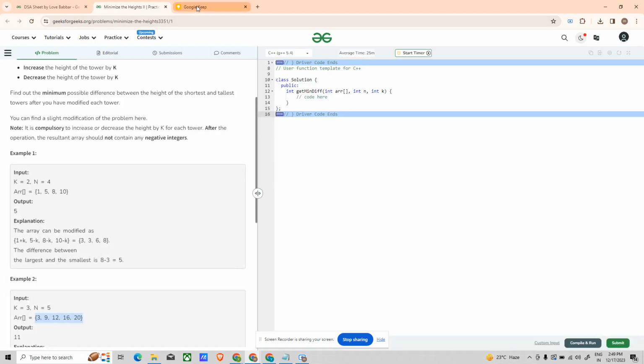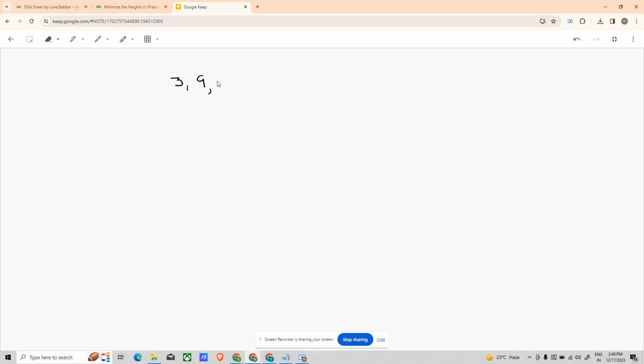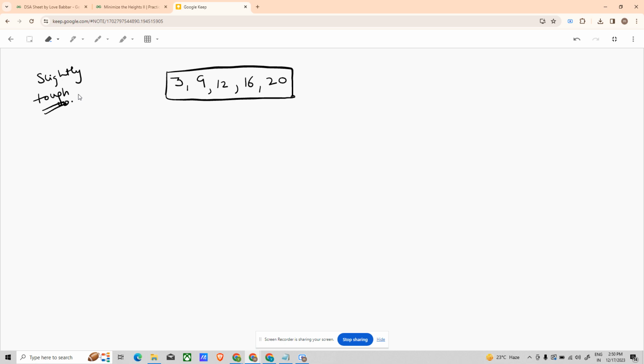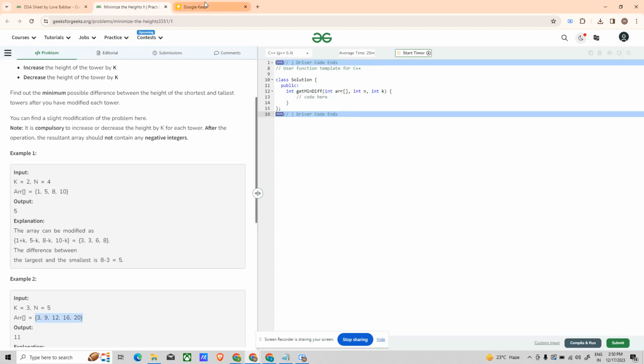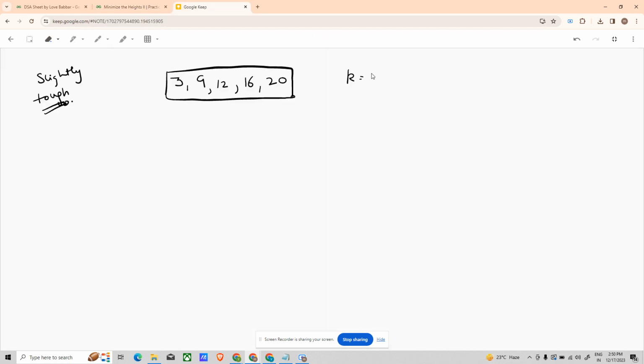Let me clear the screen. So the example here is 3, 9, 12, 16, and 20. Look carefully at the example. The problem is slightly tough. The given k is 3.